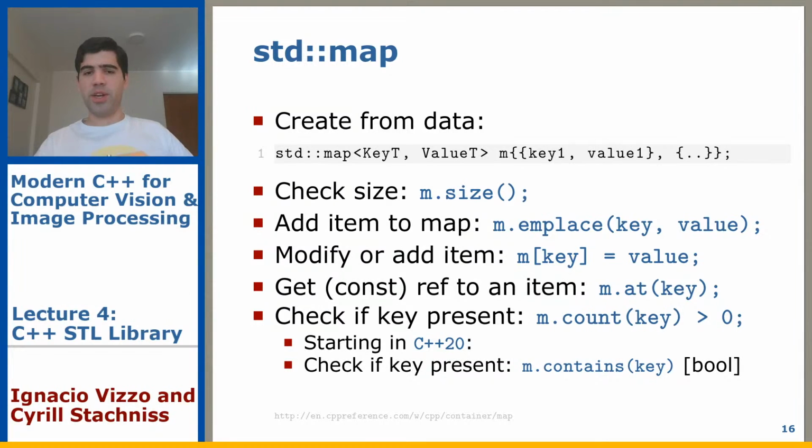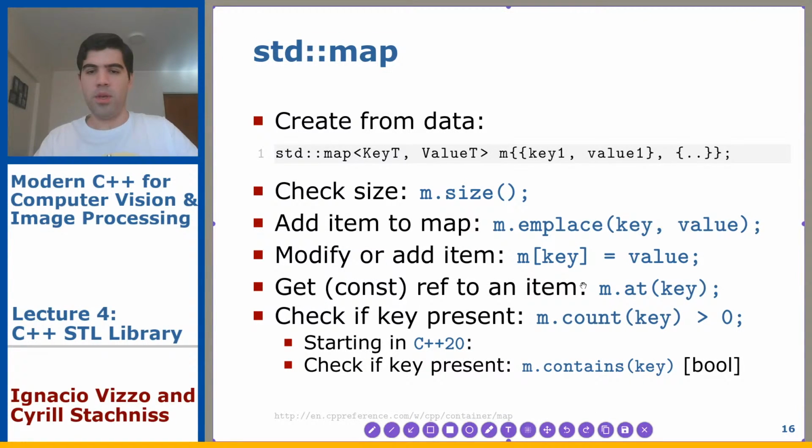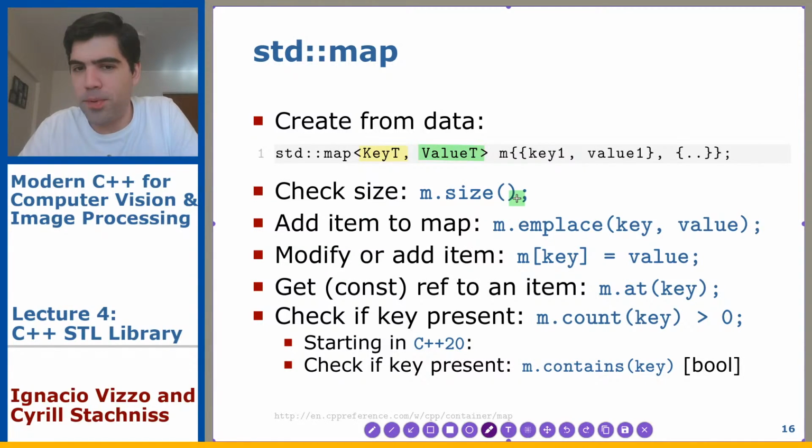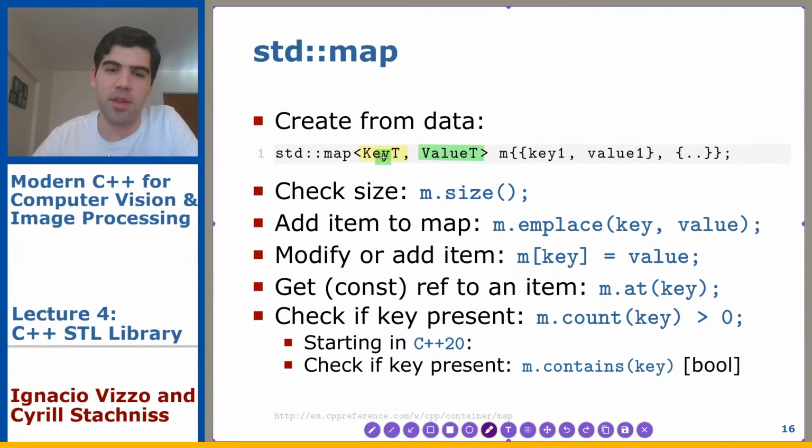How do you create a container? You will need to specify a map container. You will need to specify the key type, so for example, integer, and then the value. So this is any type, bananas, floating points, integer, you name it. And remember that the key should be sortable. So you should be able to compare if one key is bigger than another one.